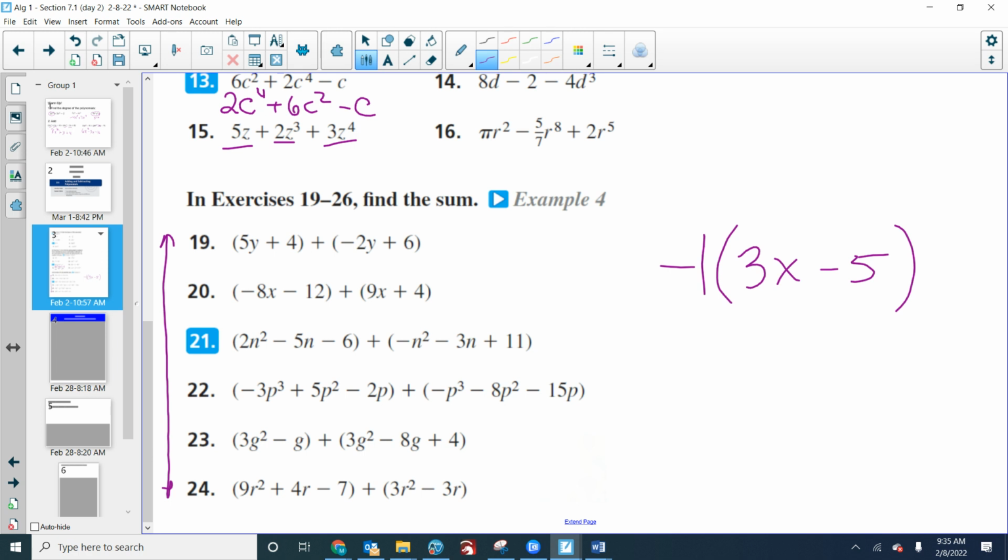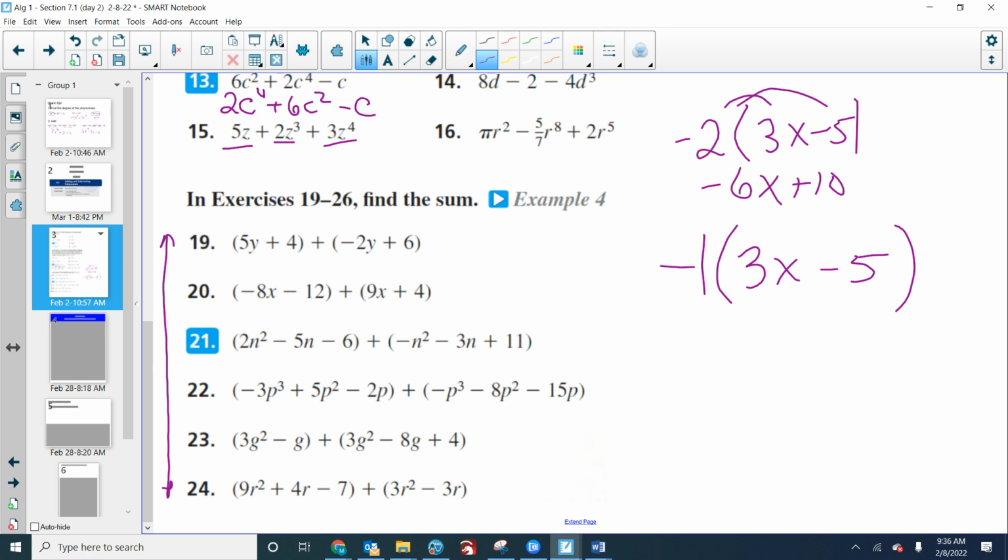If I had this, let me back it up a couple steps, and I'll keep the same numbers. Don't I distribute the 2, right? So that'd be 6x minus 10. Is everybody good with me? If that was a negative, how would it affect it? Wouldn't it be negative 6x plus 10? Is everybody good? Okay, so here's what we're going to look at today.